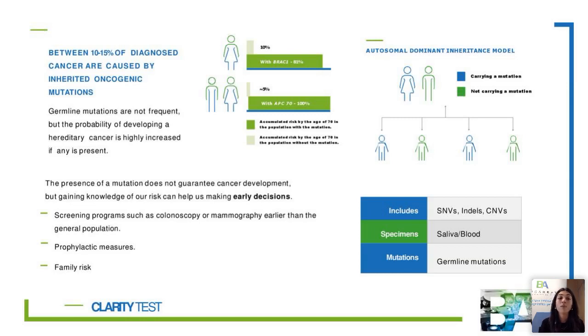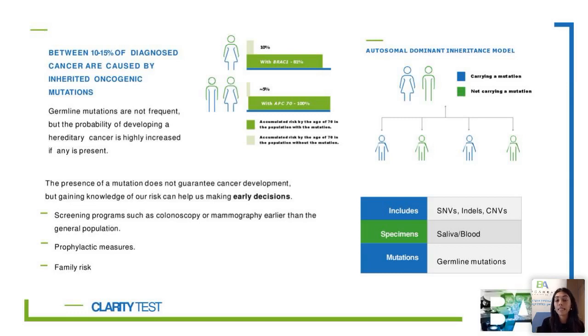Some of them might be, for example, considering early screening programs such as colonoscopy or mammography earlier than the general population that is not subjected to that type of risk. Also, if the medical provider, the specialist, considers it as an option and the patients agree to that, prophylactic measures might be taken. One of the things that I consider really interesting in this case is that knowing your risk of suffering a particular type of cancer is not only giving you information, it is providing your whole family information. Because knowing that you are a carrier of an inherited mutation might have implications for the first-line members of your family as well.